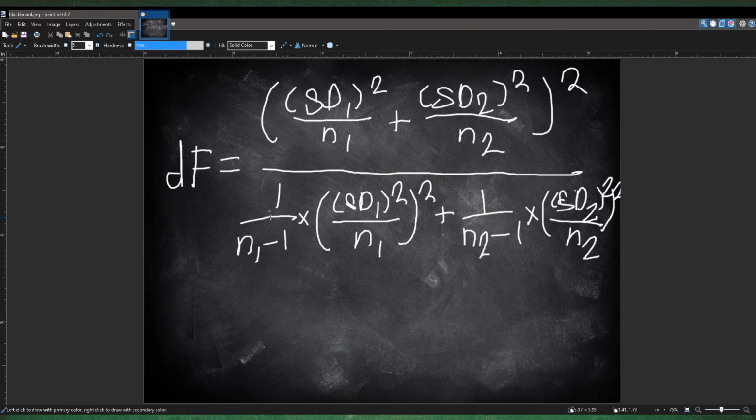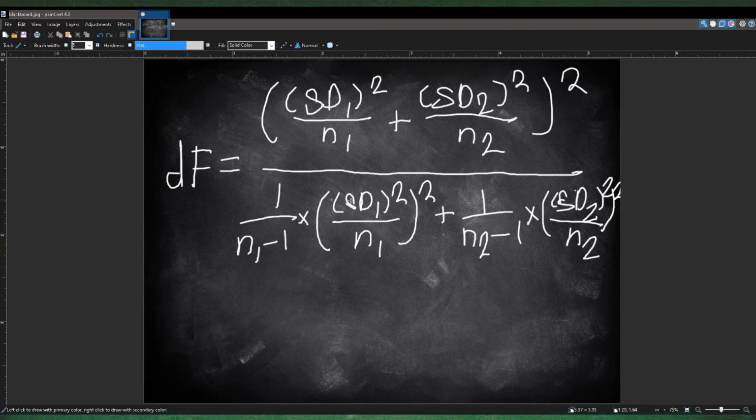And then you basically have the reciprocal, which is 1 over the sample size minus 1, times the standard deviation squared divided by the sample size, squared. Multiply those, and then do that for both samples, add them together, and then divide the previous number by that number, and that gets you your degrees of freedom.